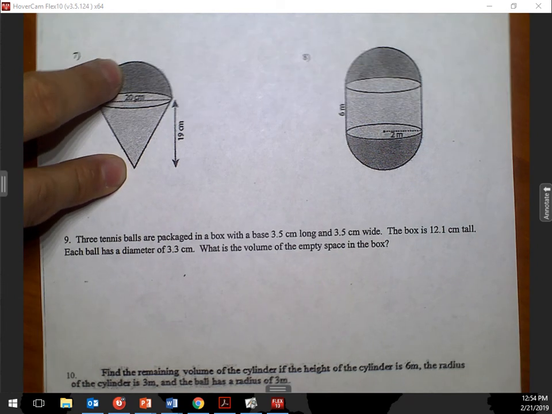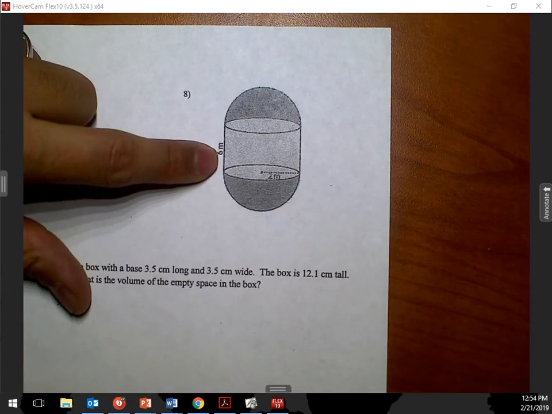Alright. What about this thing? That's a pill, bro. That's a Xanax.